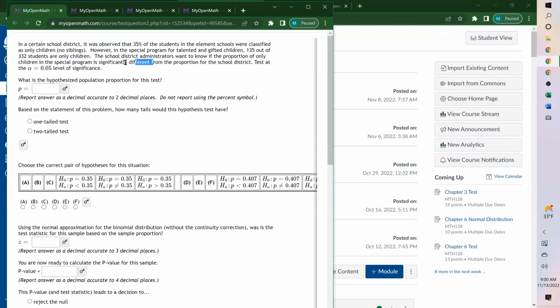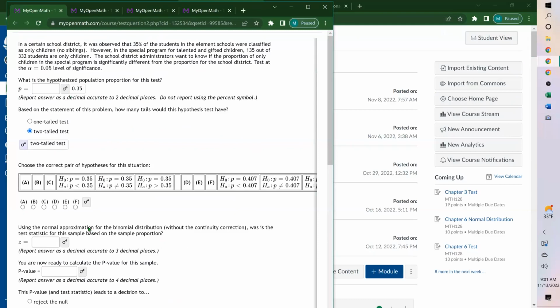The keyword is different here when you're talking about your alternative hypothesis. We know it's a p-test because they're giving us the proportion of students. The proportion is 35%, written as a decimal, 0.35. We want to test that it's different. Different means it could be greater or less. It's just saying not equal to. Because of that, it's a two-tail. If it's greater than, it's one tail. If it's less than, it's one tail.